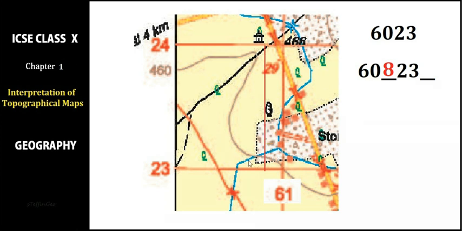Next is the same for northings. You take the distance from the northing line to this particular feature. Whatever you get in millimeters, you divide by 2, and that is the value. Here in this case it is 4. So the 6-figure grid reference is 608234. The first 3 values indicate the easting 608, that means within 60, the 8th easting, and within 23, the 4th northing. In this way we can pinpoint locations using the 6-figure grid reference in a topographic map.